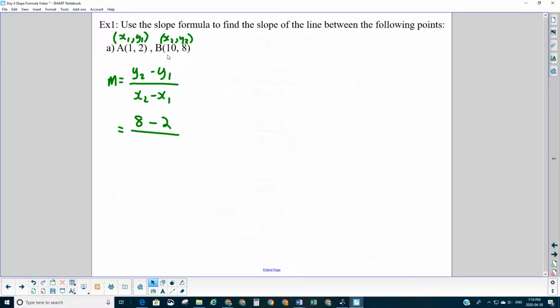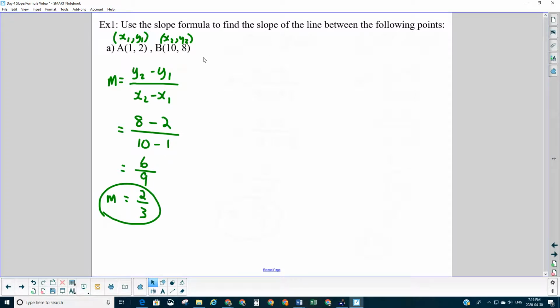And then the x2 is 10, subtract the x1, which is 1. And now it's just a matter of doing some simple math here. 8 minus 2 is 6. 10 minus 1 is 9. So the slope is 6 over 9, but if you remember, we like to have the slope in lowest form, and this is a fraction that can be reduced. We can divide the top and the bottom by 3. So 6 divided by 3 is 2, and 9 divided by 3 is 3. And so the slope of this one is 2 over 3.